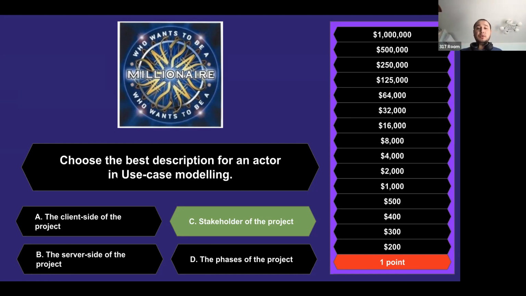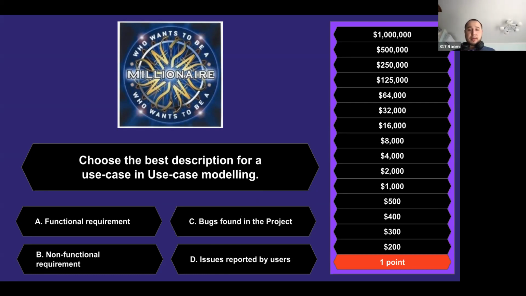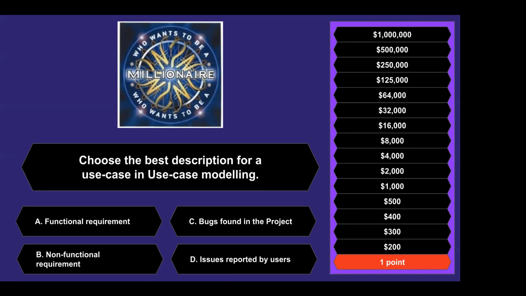Of course, the client side can be an actor, but we have a better description for an actor, which is stakeholder. Stakeholder means anyone or anything which interacts with our project from outside. That's why we can say this is a tricky question. So this is basically the stakeholder of the project. Okay, now let's talk about the next question. Any volunteer? I'll try. I think this is A.